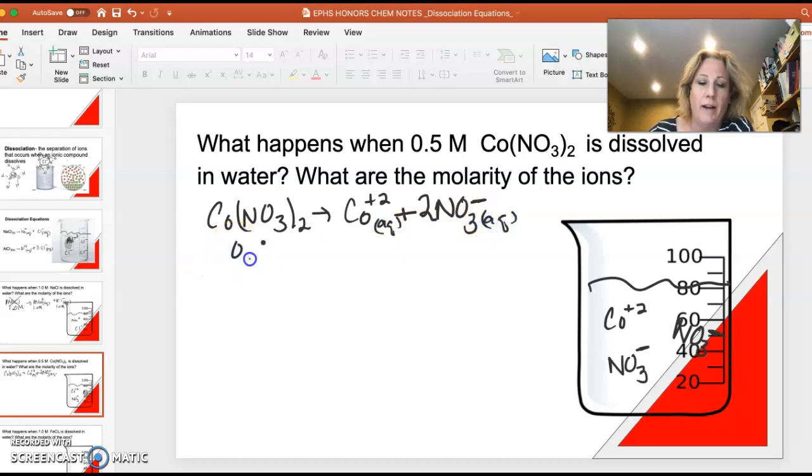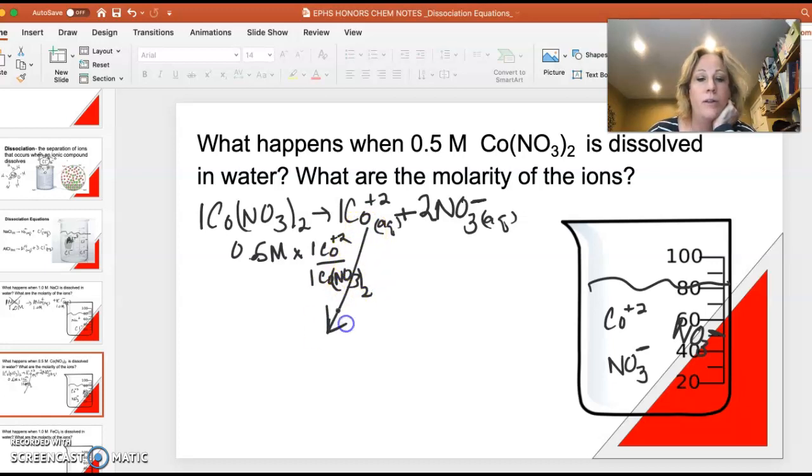So if this is 0.5 molar, I have a half a mole of cobalt-2 nitrate per liter of that solution. Then because these are in a 1-to-1 mole ratio, you're going to have 1 cobalt for every 1 cobalt nitrate. You're going to then end up with 0.5 molarity of cobalt ions, so 0.5 moles of cobalt plus 2 in that solution.